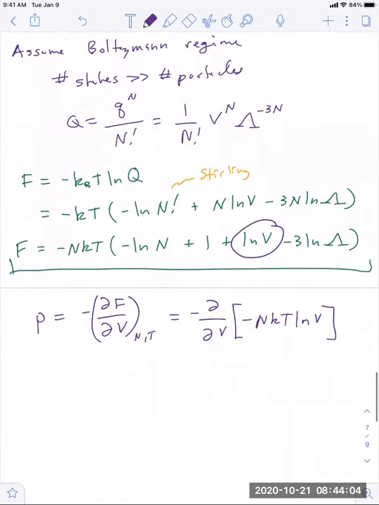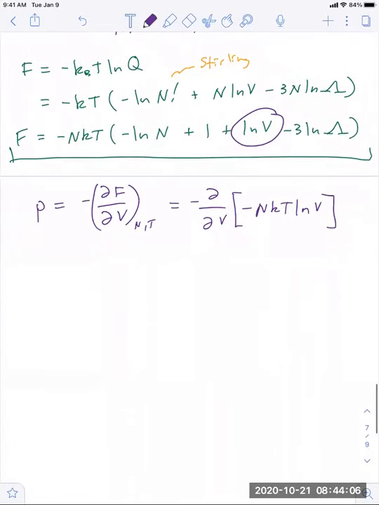And I hope that this is starting to look familiar. If you remember that we have a monoatomic ideal gas, we take this partial derivative and we get that the pressure is nkT over the volume, or the ideal gas law, which is PV equals nkT.